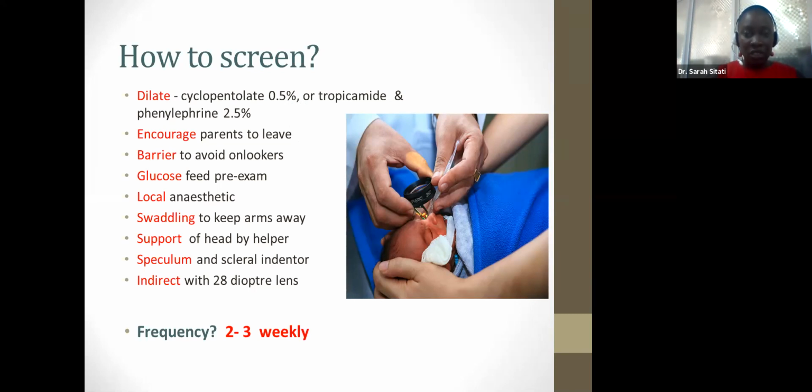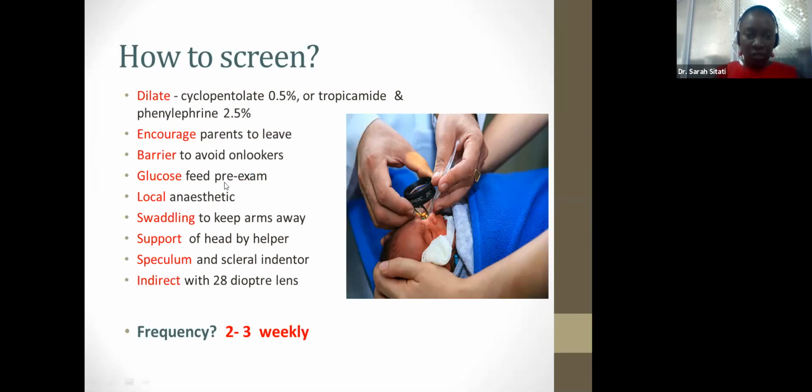Some parents insist on sitting and watching, but as you can see from the manipulation in the picture there, most parents will not be able to withstand it. Also the baby cries during examination, so this might be difficult for the mother or the parents to watch. If the parents are not leaving, you can use a barrier to avoid onlookers. Sometimes in our NBUs, we have several mothers sitting in a room, so you can either ask them to leave or use a barrier if it is possible.